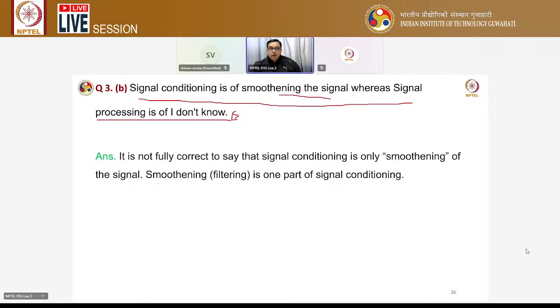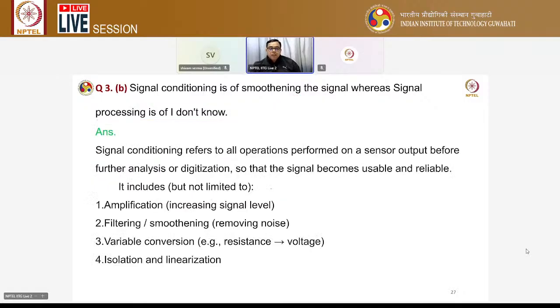Okay, so you can say that smoothing or filtering is partially signal conditioning, or it is a part of signal conditioning, but then signal conditioning includes other things also. Signal conditioning refers to all operations performed on a sensor's output before further analysis or digitization occurs, so that the signal becomes usable and reliable.